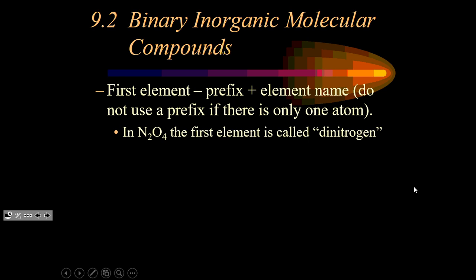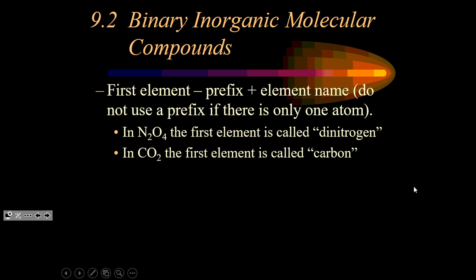And that's literally how we describe that it's N2. Now, if we had something that should be mono, remember, we don't write the mono on the first one. So CO2, you know, is carbon dioxide. Well, we don't say monocarbon dioxide, it's just carbon dioxide. So that's the one special thing to remember about the first element. Don't use mono if there's 1. It's understood that there's just 1.